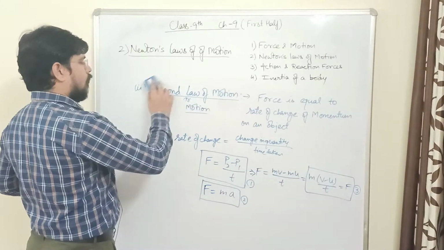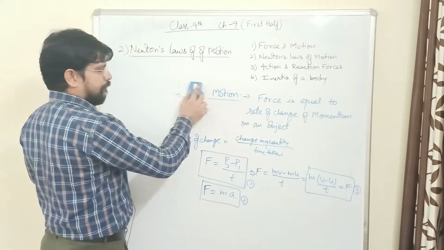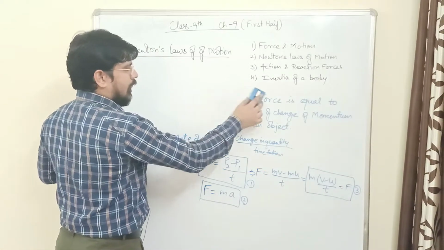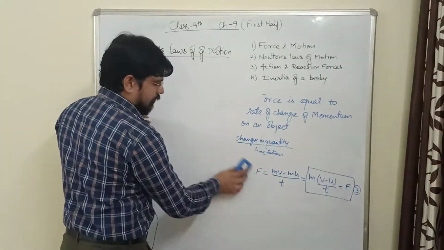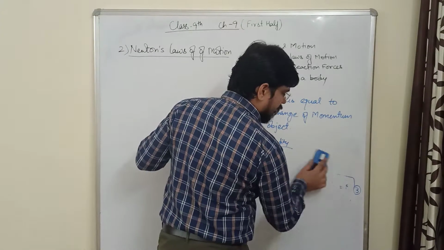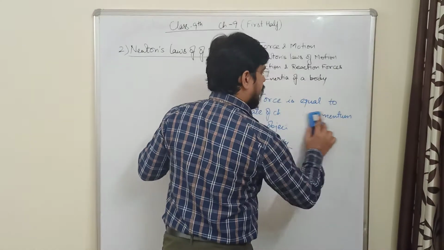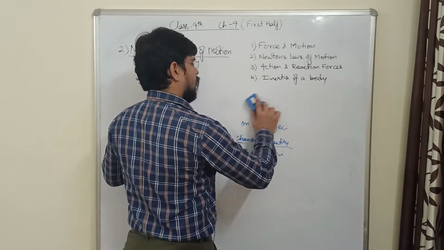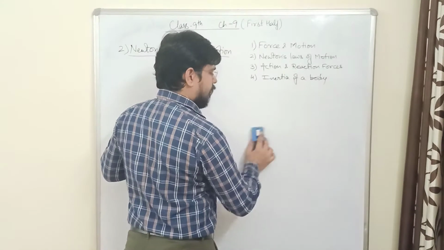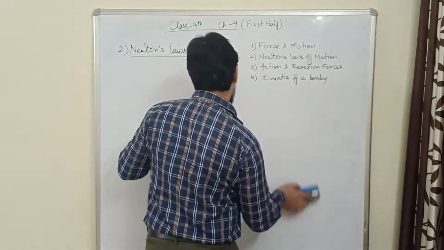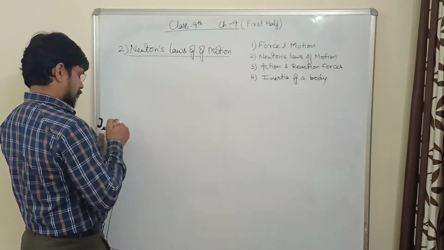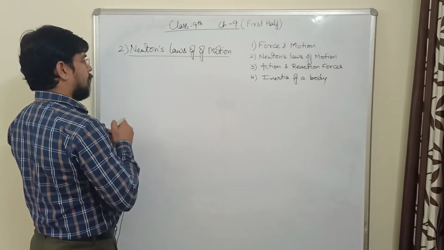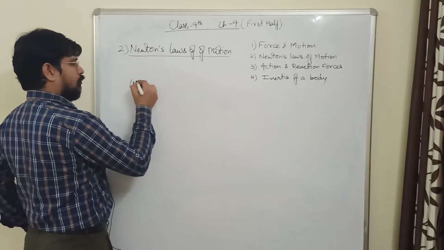Coming on to the third law of motion, that is the simplest of all. Newton's third law of motion explains that every action has an equal and opposite reaction. So we cannot have any force working on any object, having any action, without having an equal and opposite reaction. That is known as Newton's third law of motion.